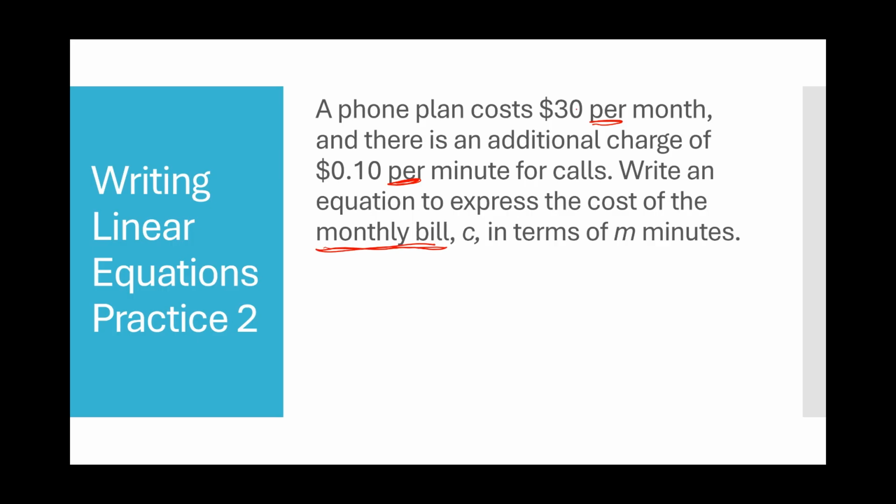So since this $30 is per month, that really is only happening one time for this bill. So that's my one time thing. That's my y intercept. I have to pay that $30 per month, no matter how many minutes I am on the phone. So that is my y intercept. And then 10 cents per minute is what's making my bill different based on how much I use my phone. Someone who's only making a few phone calls a month versus someone that's on the phone for hours every night are going to have different phone bills based on this phone plan.